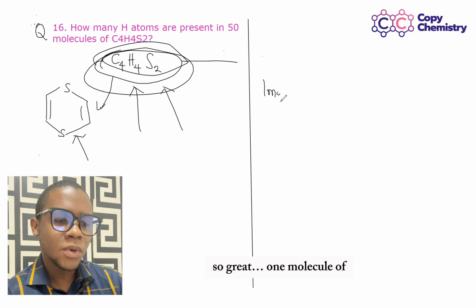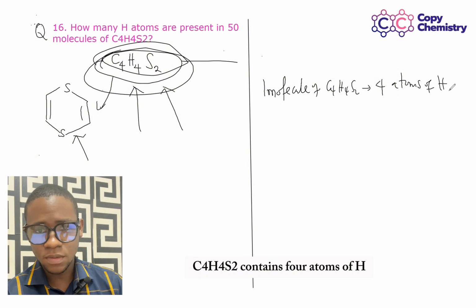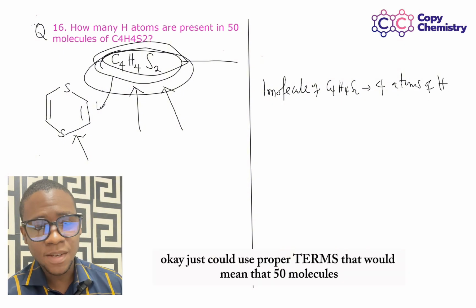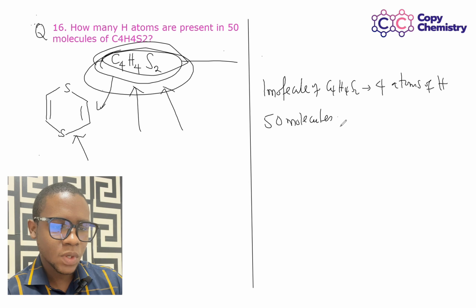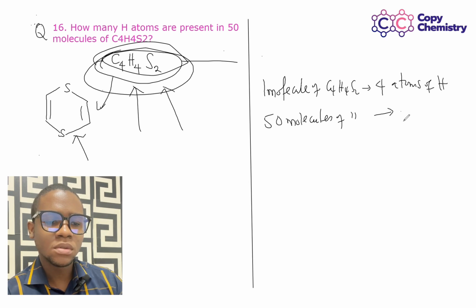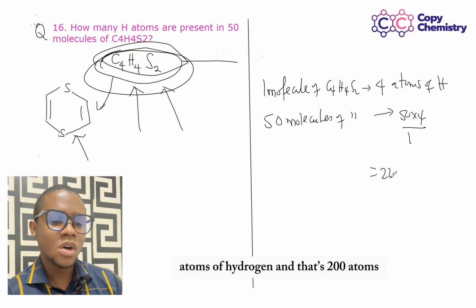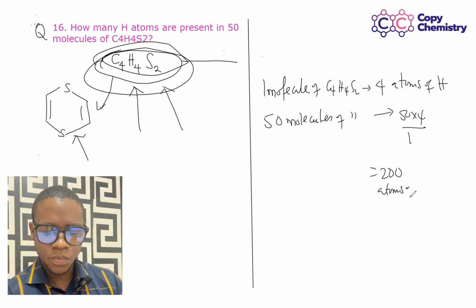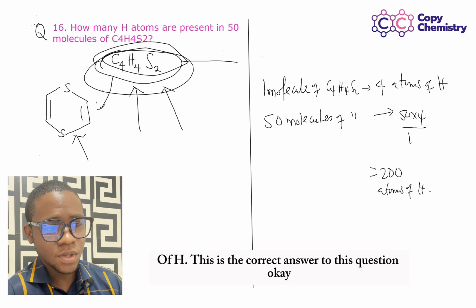So great. 1 molecule of C4H4S2 contains 4 atoms of H. Okay, so it's good to use the proper terms. That would mean that 50 molecules of this one would contain 50 times 4 divided by 1 atoms of hydrogen, and that just gives you 200 atoms of hydrogen. And this is the correct answer to this question.